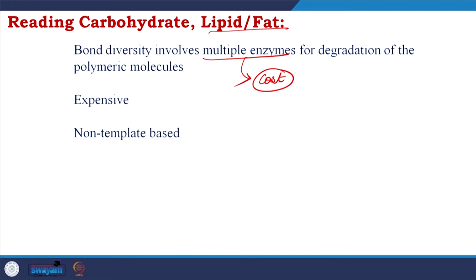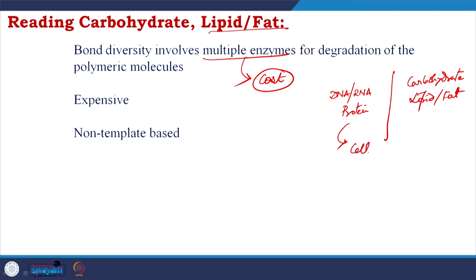More importantly, if you look at the polymers, the biological macromolecules, they have two very distinct groups. In one group there are DNA, RNA and protein. In the other group there are carbohydrate, lipid, fat. What is the difference? If you see in the cell there is the chromosome. In the chromosome there are genes which are made of DNA. The genes will tell you what would be the RNA or protein.